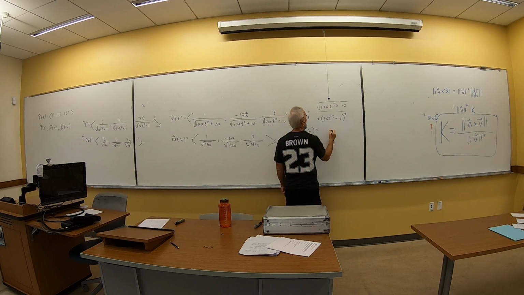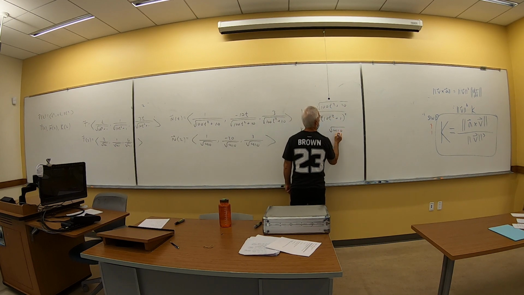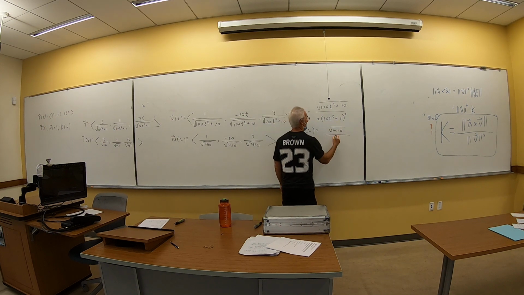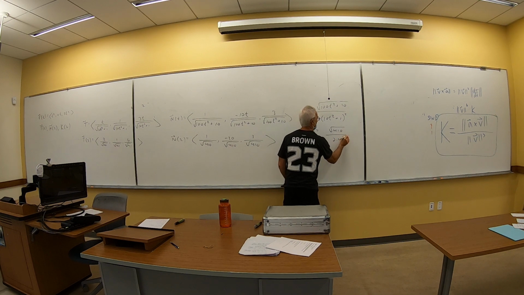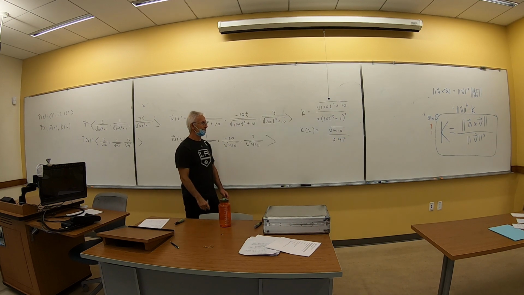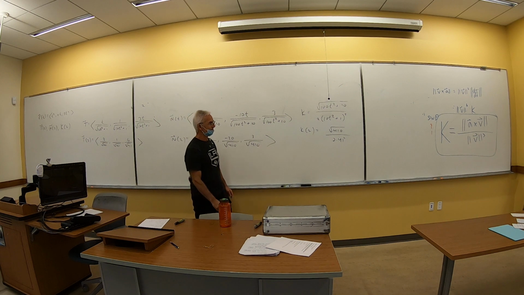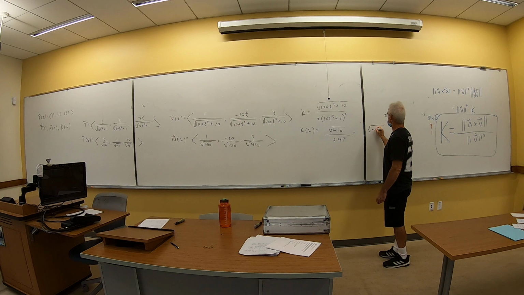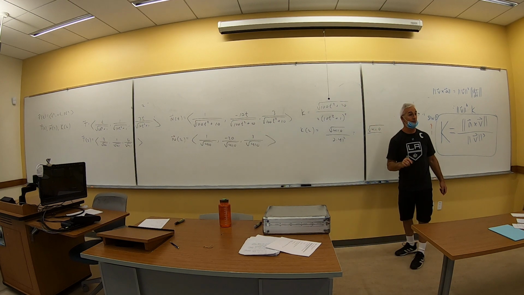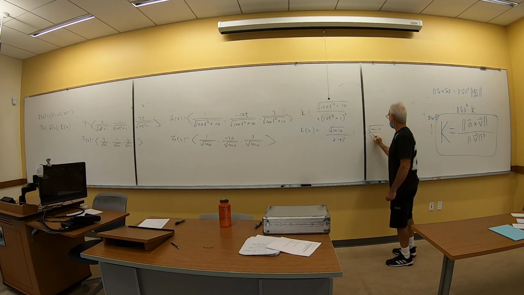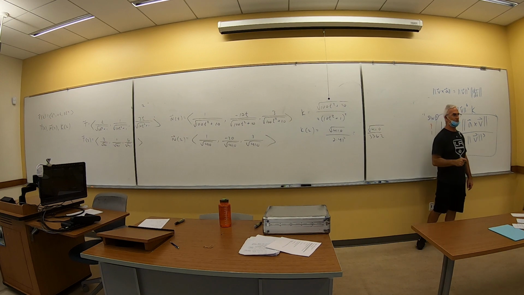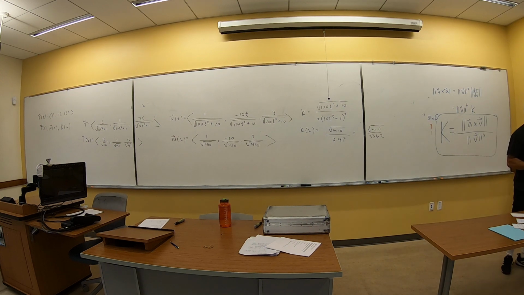Evaluate it at 2. So I have a root 410 on top. What do I have on the bottom? 2 times 41 squared. And what is that? 3,362. So what's the denominator? 3,362. Now, there are no perfect squares in 410. So can I do anything with this? No, let's leave it alone.